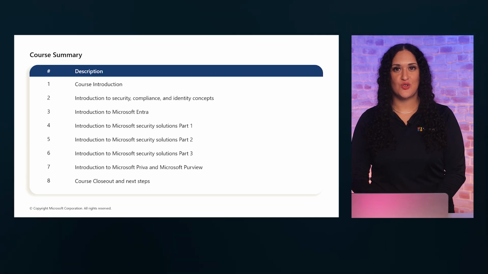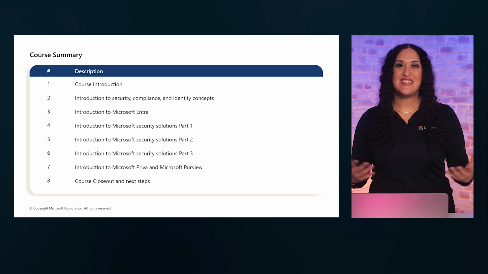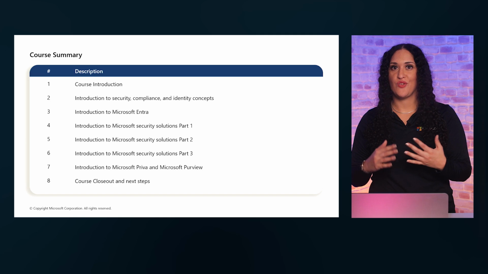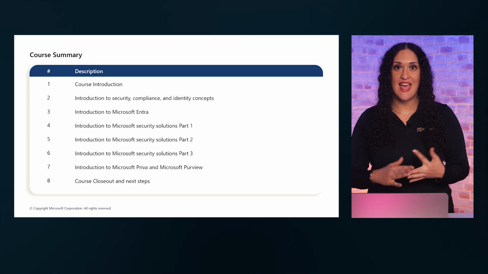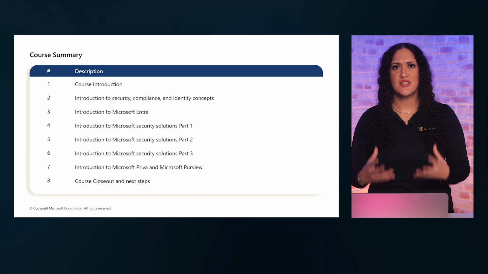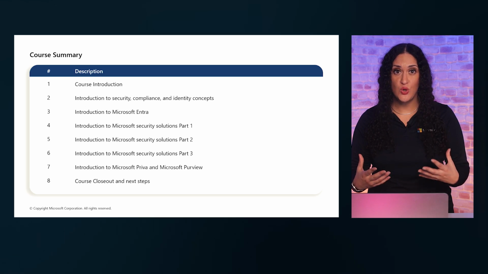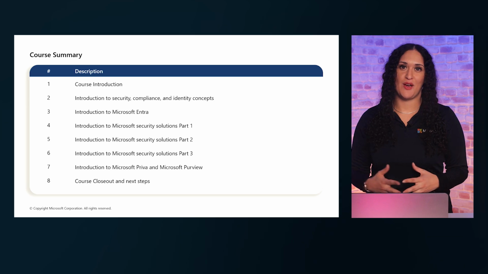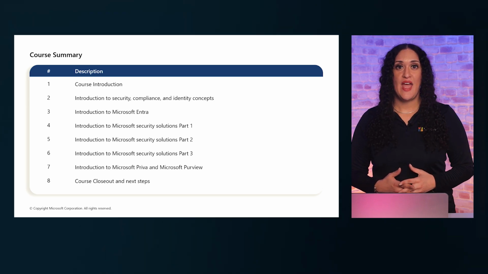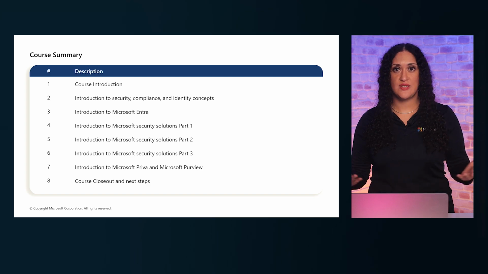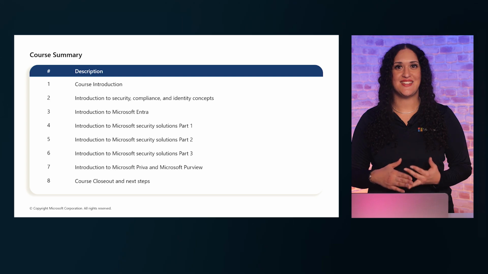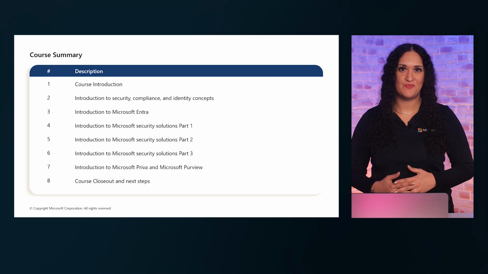Then we introduced Microsoft Entra, where we examined identity and access management capabilities, such as authentication, authorization, conditional access, and governance, helping us understand how organizations secure and manage users and resources. We continued with Microsoft Defender XDR and related threat protection solutions, learning how Microsoft detects, prevents, and responds to threats across endpoints, identities, email, and even apps.